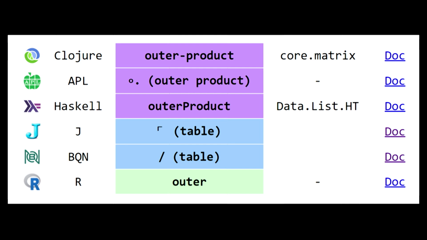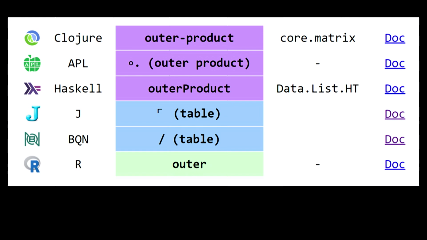This doesn't actually show up in many languages. Haskell, I think, is really the only one that has it. I guess Clojure does as well, but Core Matrix comes in a library, so it's there. Note that J and BQN call this table, and you'll see why in a second. R definitely has this. I think Julia, because Julia is sort of an evolved array language, has the ability to do an outer product, but it does it with a language facility called broadcasting, so you don't actually need to call anything per se. That's why, if you're watching this and thinking you can do this in Julia, I couldn't really find a name for it, which is why it's not up there.